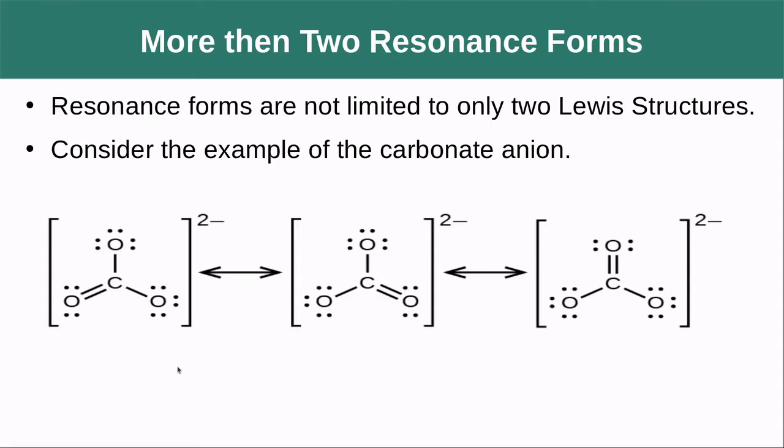There can be more than just 2 resonance forms, as seen here with the CO3 carbonate anion. Here we have this double bond that's moving around the carbon. If we were to measure these bond lengths, we'd actually find that they'd be close to a bond order of 1.3.